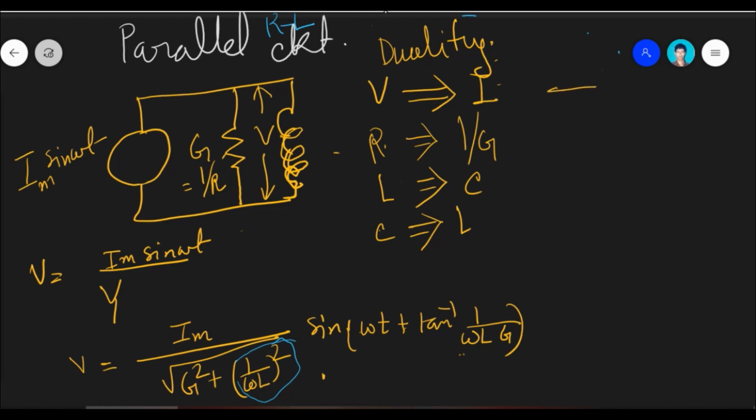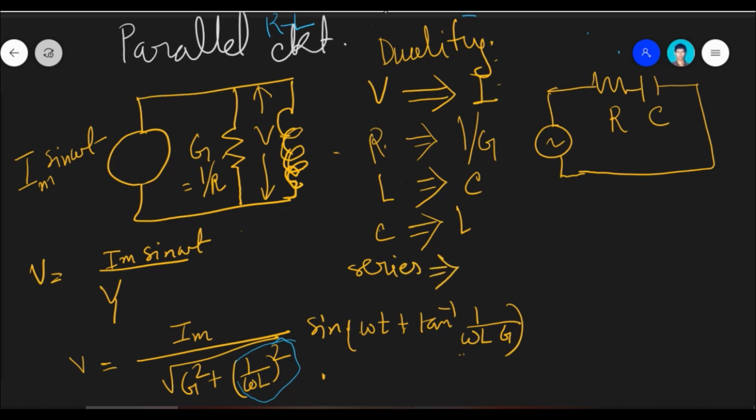Like what we have in our case of the series RC circuit, we have R, we have C, we have voltage over here. And also one more thing, series connection should be replaced by parallel connection. That is also an important consideration in duality studies. So right now I am trying to obtain its dual circuit.